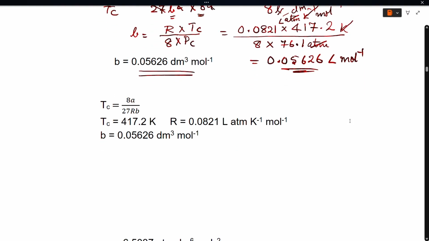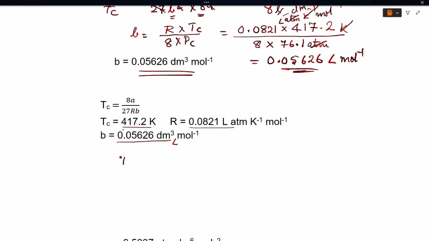So, here I have taken this equation, just because here we do not have any squares or anything. So, the calculation will be easier. I have taken Tc is equal to 8A by 27Rb. Tc is given from the data, R is given, and B we have calculated as 0.05626 decimeter cube per mole, or I can put this also as liter, it does not matter.